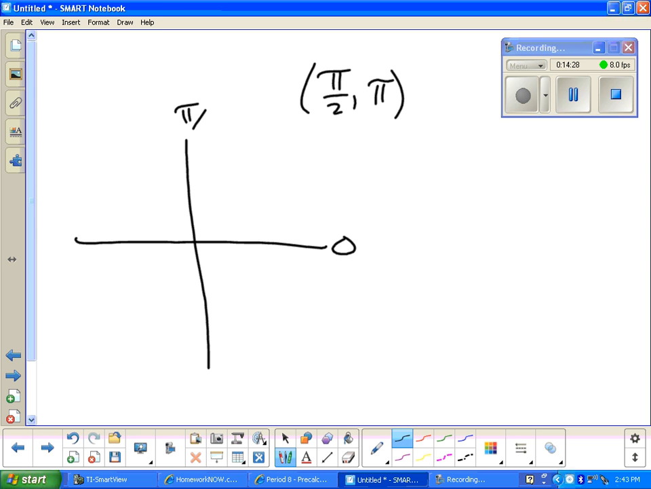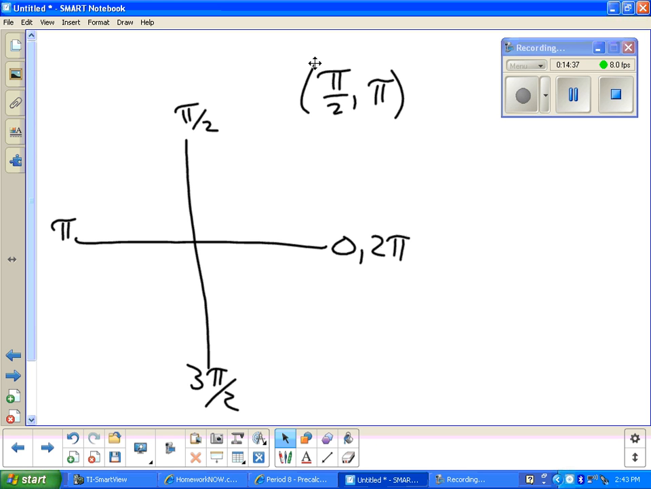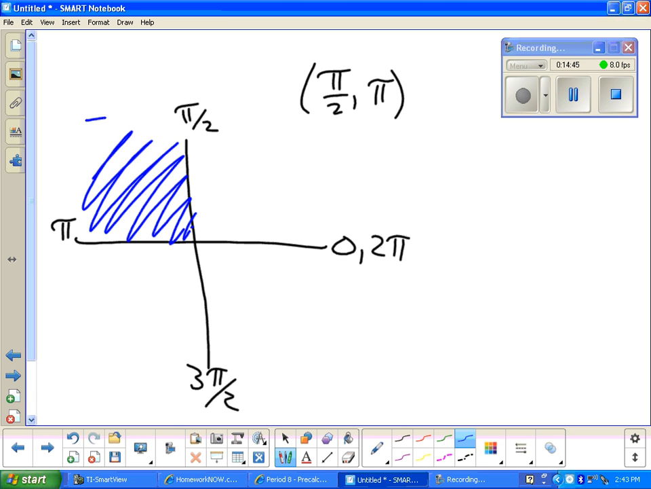0, pi over 2, pi. Right, pi is 180. So when we're talking about the interval pi over 2 to pi, we're talking about this area, quadrant 2. And they're asking, what is the sine of theta? In the book they say t, it doesn't matter what variable you use. Cosine theta and tangent of theta.